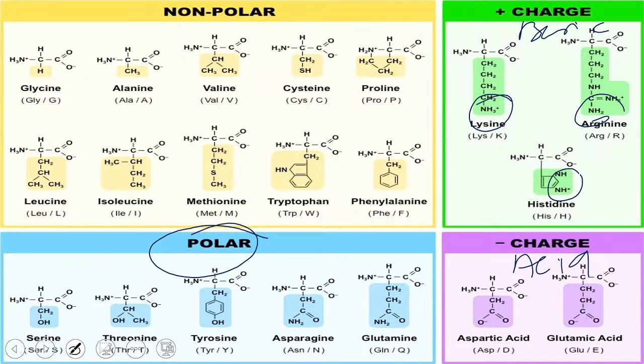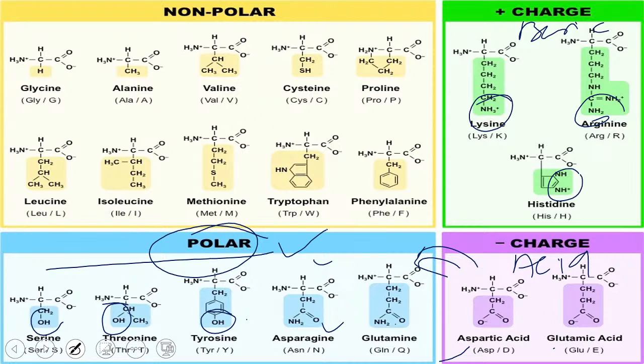Now come to polar. In the case of polar groups, all those amino acids which have an OH group, serine, threonine, tyrosine, all 3 hydroxyl containing amino acids, and the 2 derivatives of aspartic acid and glutamic acid, that is asparagine and glutamine. So 3 OH containing amino acids and 2 derivatives of acidic amino acids are polar. Serine, threonine, tyrosine because they contain an OH group, and asparagine and glutamine because they are derivatives of aspartic acid and glutamic acid. So that's why those 2. So in total we have 5 polar amino acids.